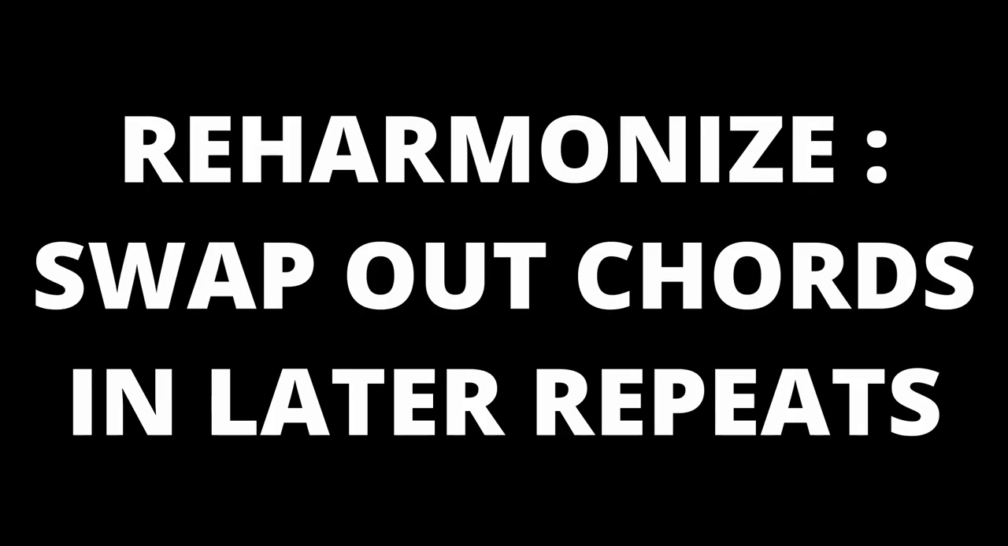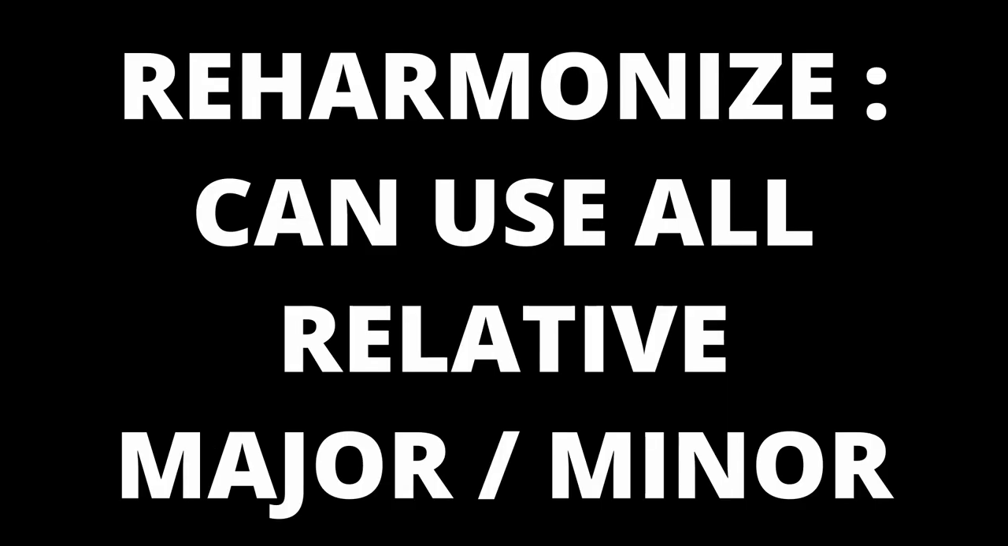You can also reharmonize later repeats of song sections. This involves swapping out chords on later repeats to freshen up the sound. The simplest way to do this is to swap out all the chords for their relative major or minor, which we discussed earlier. Another approach is to swap selected chords, maybe major for minor, to highlight sections or phrases in the melody. They don't have to be relative minors.